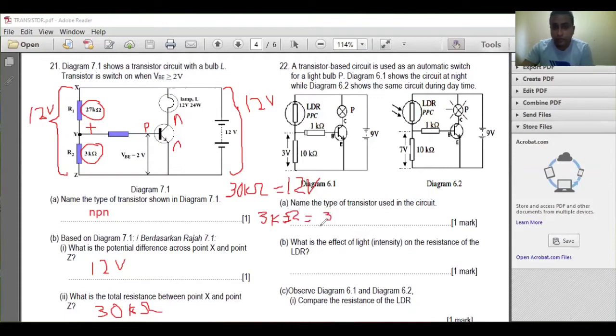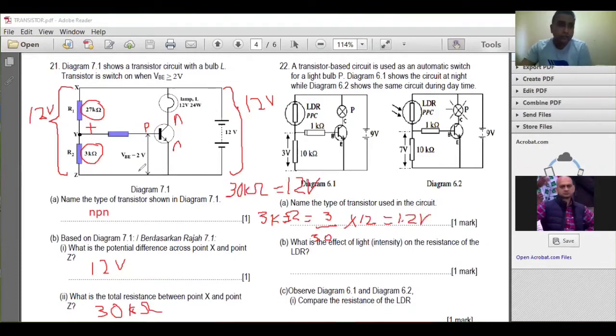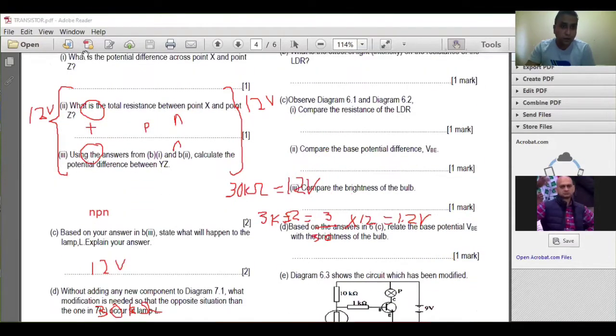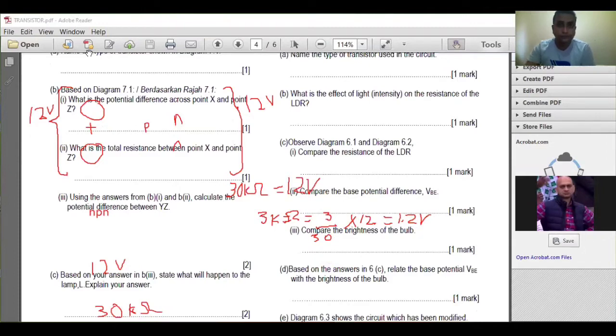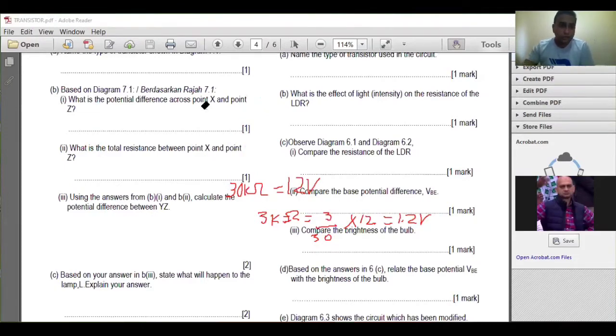So the voltage will be 3 divided by 30 times 12. 3 divided by 30 is one over ten, so we get 1.2. So 1.2 volt. That means the voltage between Y to Z is 1.2 volt. This is the answer for B3. So B3 answer will be 1.2 volt.